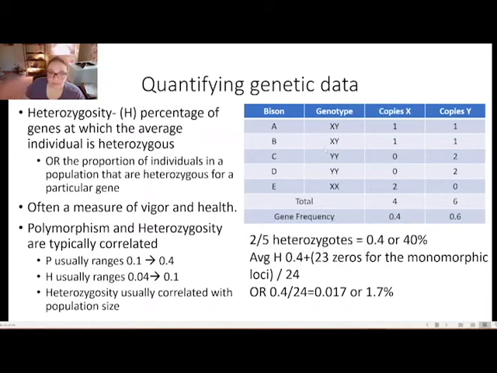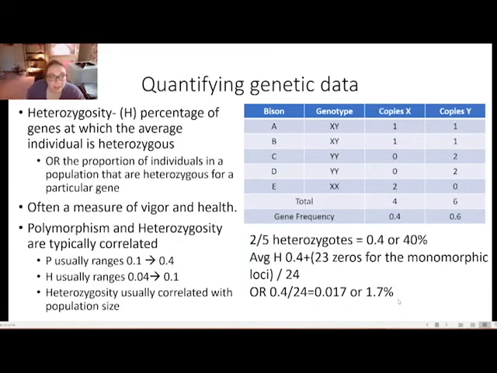So we'd have the one for this one and then the one for our other polymorphic gene. But again, we have 23 zeros for monomorphic. We have one value for our polymorphic individual, which is 0.4 is our heterozygosity level. So we would add those up, divide by 24, the total number of genes, and we would end up with our level of heterozygosity for the entire population. So that would be 1.7%.